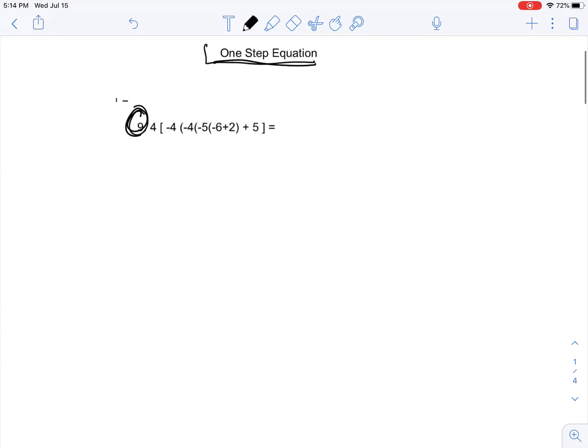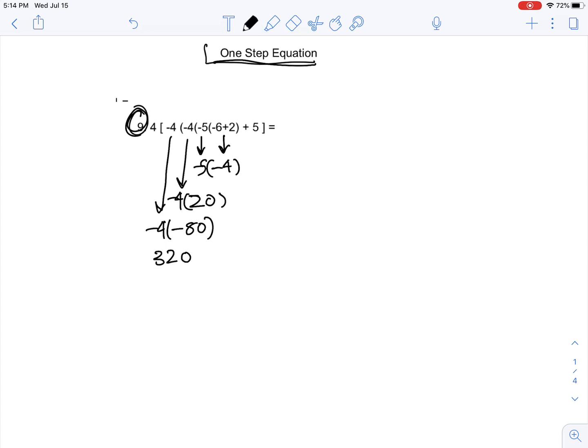So for one-step equations, though this looks difficult, you just need to break it down to its components. Negative 6 plus 2, that's just negative 4. Times negative 5, that's just 20. Times negative 4 is negative 80. Times negative 4, again, is 320.